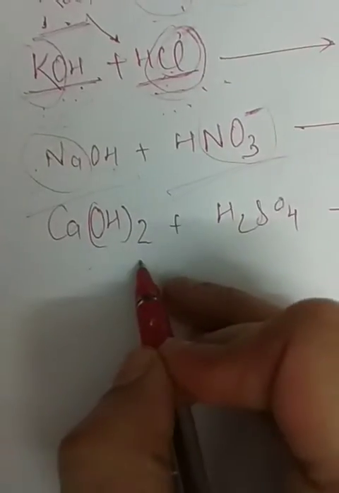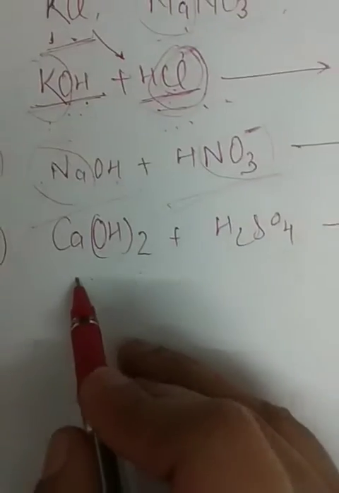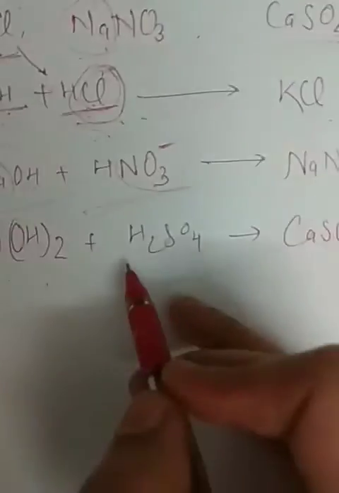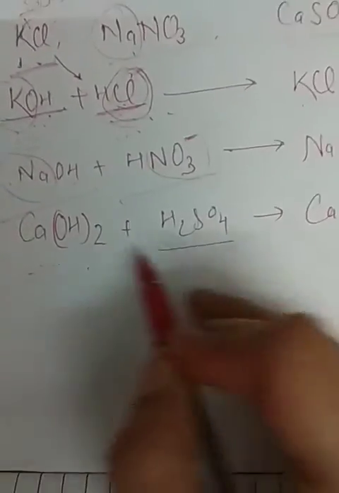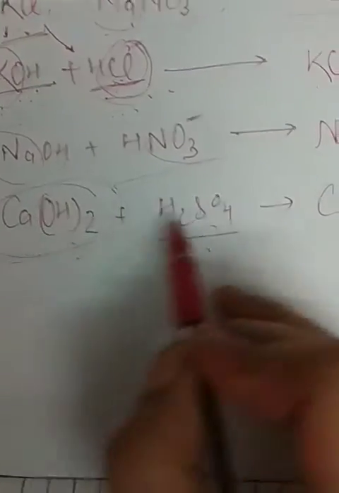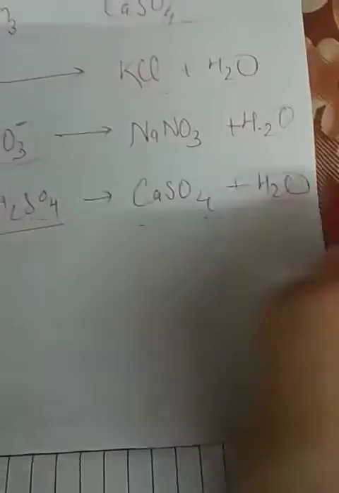Next is calcium hydroxide, calcium sulfate salt. Calcium comes from calcium hydroxide and sulfate from H2SO4, and when they react, they both neutralize the effect of acid and base. Then what will form? Calcium sulfate, CaSO4, and H2O.